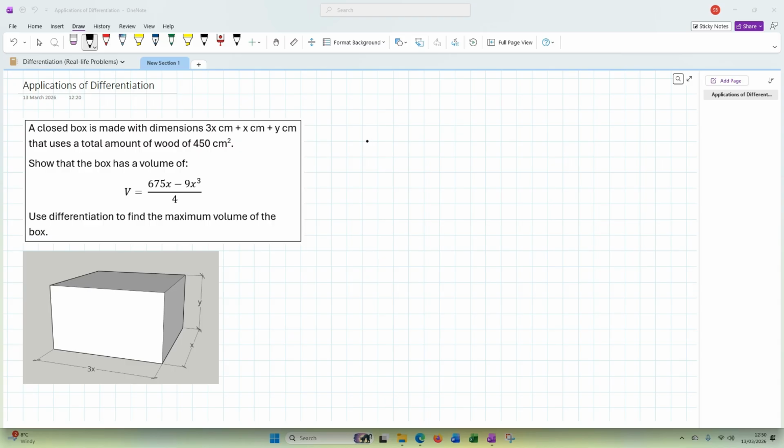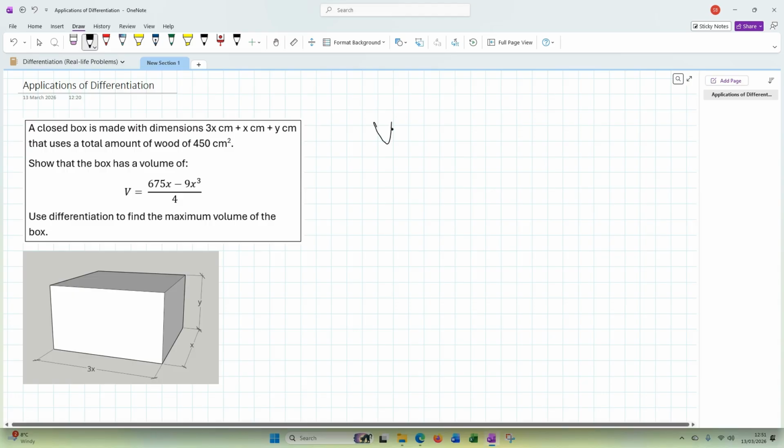Now I'm assuming you guys are very familiar with the formula for the volume of a box. It is literally just the length times the width times the height. If you take your attention to the diagram in the bottom left corner here, we have the box or cuboid with the dimensions given in the question. So the length is 3x, the width is x, the height is y. So what is the volume of this box?